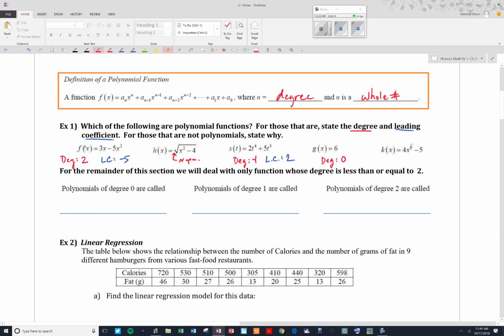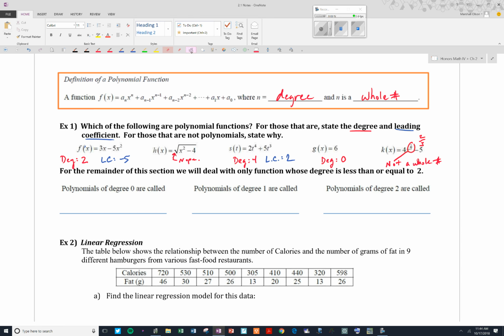And then the last function, that says 2/3 right there. The last function, because it does not have a whole number exponent, is not a polynomial function. So I'm just going to write this is not a whole number, which means it's not a polynomial function. As we just stated, polynomials with degree 0 are called constant polynomial functions.